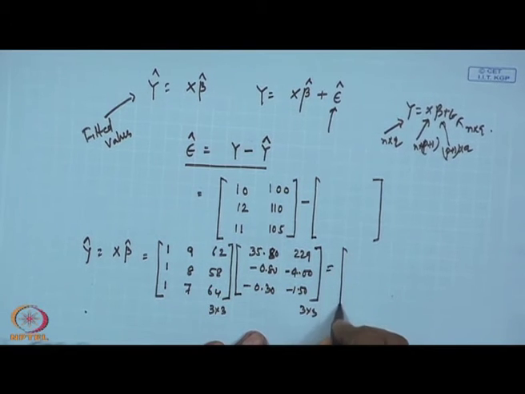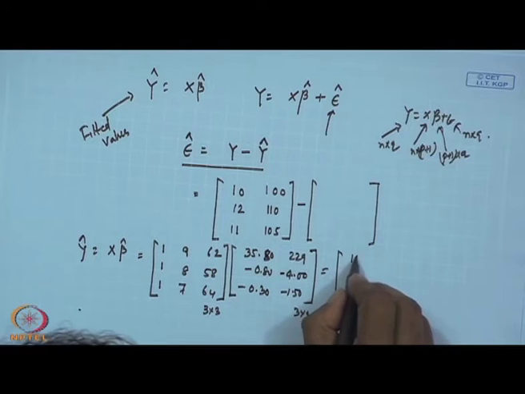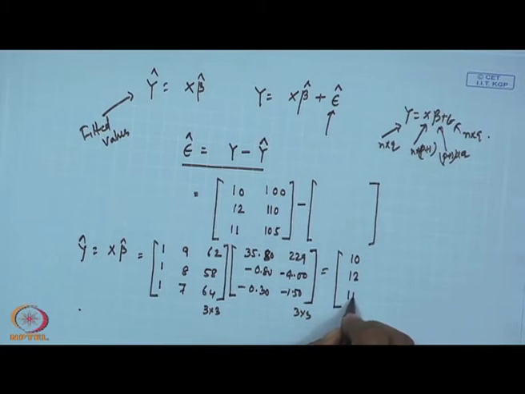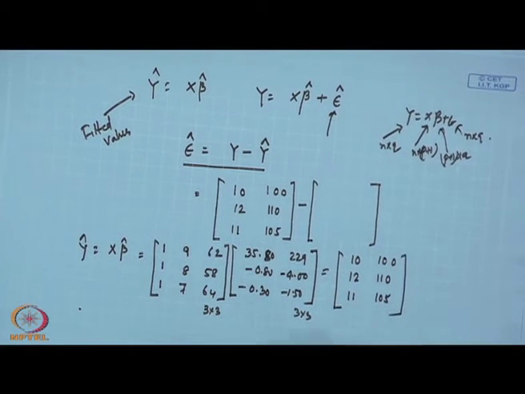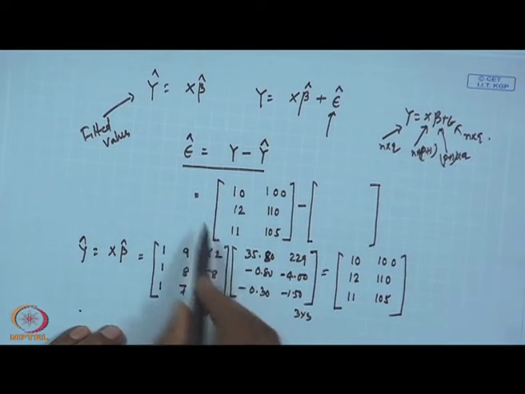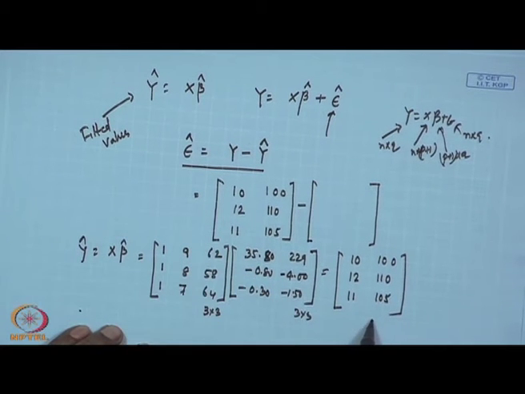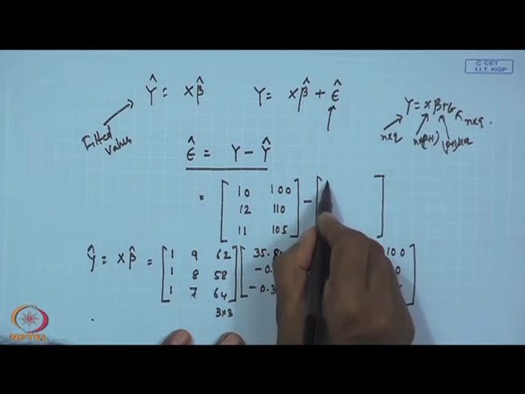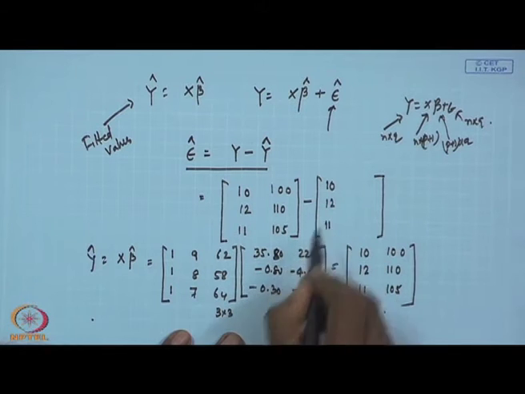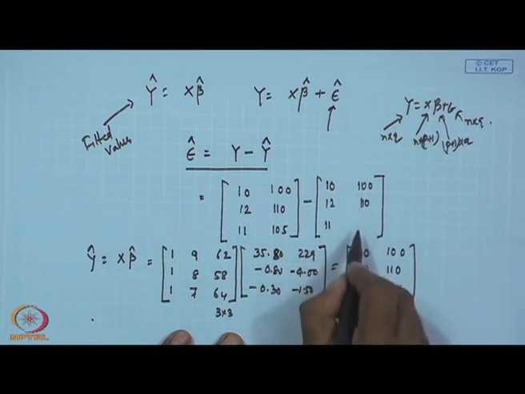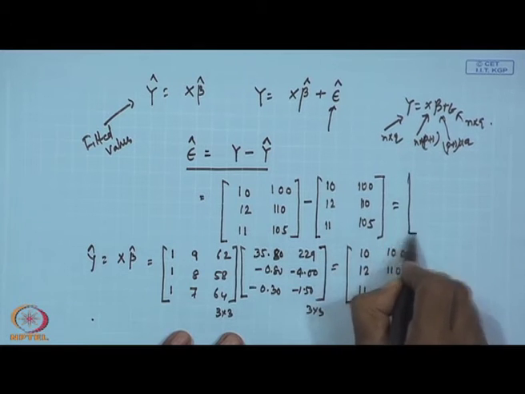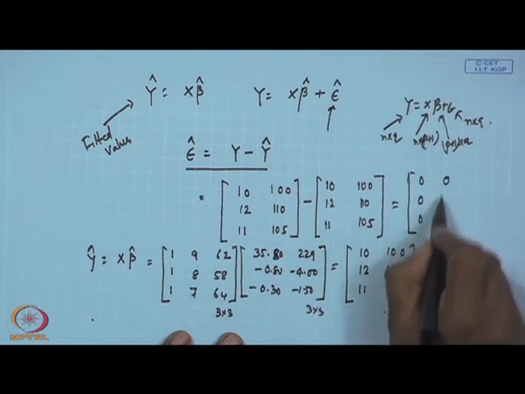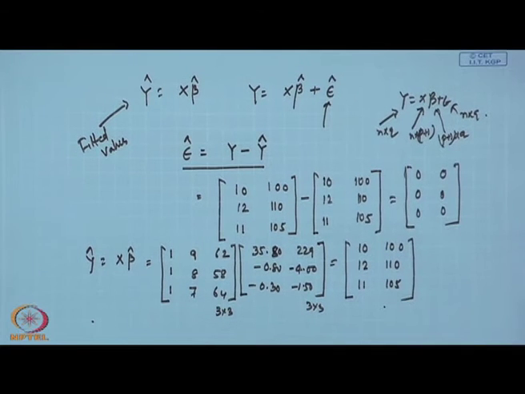So, ultimately if you write down this one, what you will find surprisingly is that this will be 10, this will be 12, this will be 11, this will be 100, 110, 105. So, you are getting exactly the same value of y. So, if I write here 10, 12, 11, 100, 110, 105, you are getting 0, 0, 0, 0, 0, 0. Why is this happening?